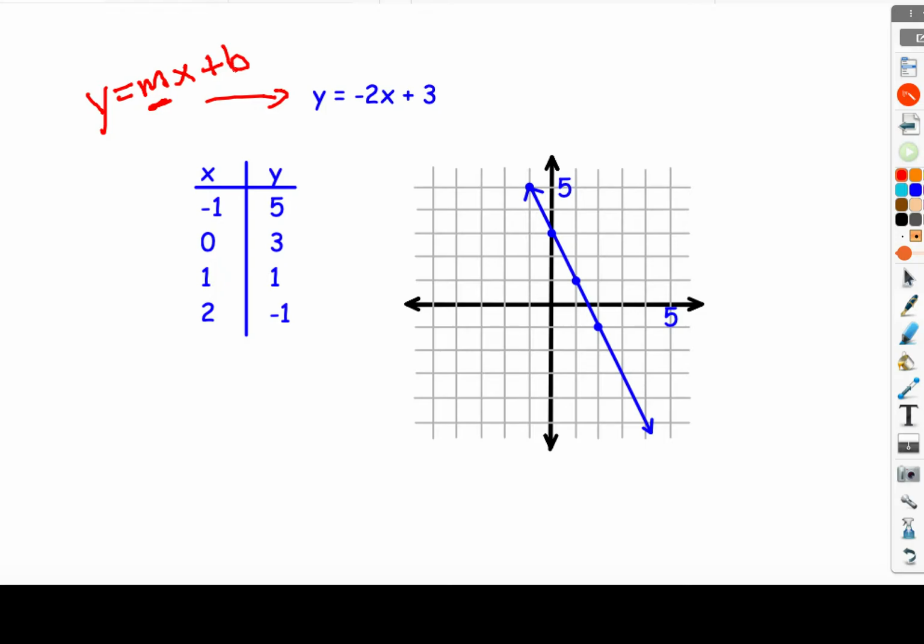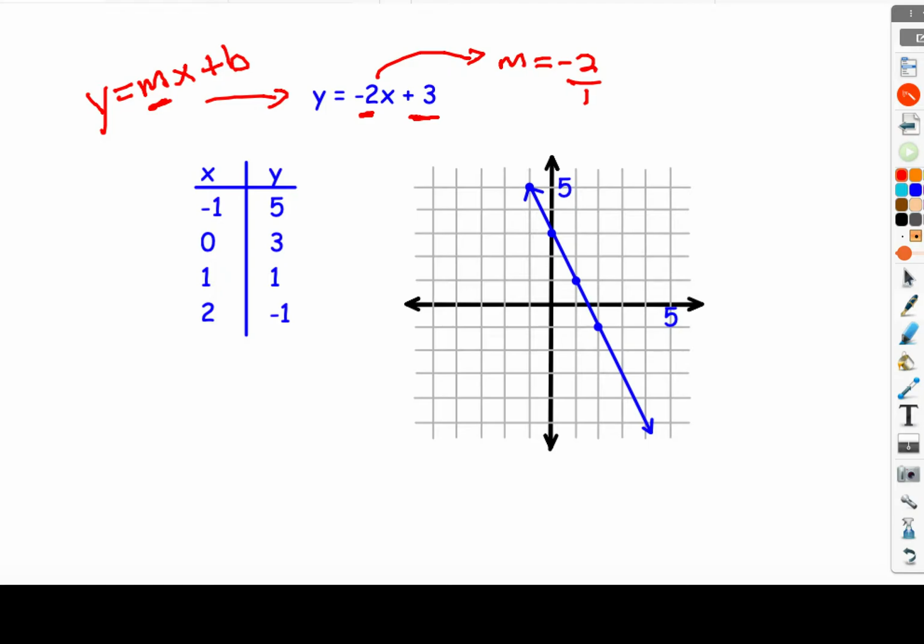And m is going to be our slope. If we're looking at our equation, the number that's multiplied by x is -2. So that's going to be our slope, m equals -2, or -2/1 if we think of it that way. And then b is what's added on. B is going to be our y-intercept.